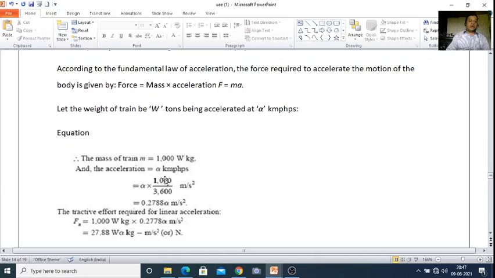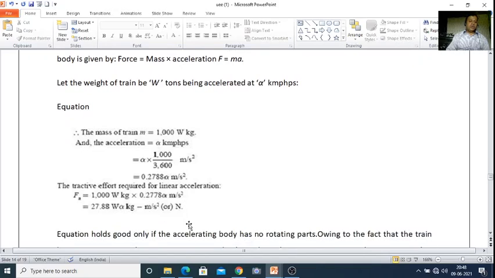Here, why? Because we are calculating the acceleration in meters per second, dividing by 3600 seconds. We have discussed the formula already. The tractive effort required for linear acceleration, Fa, is equal to 1000 W kg into 0.278 alpha meter per second square. So here 277.8 W alpha can also be written. Okay, so if you want to convert into this Fa, we can do it like this.